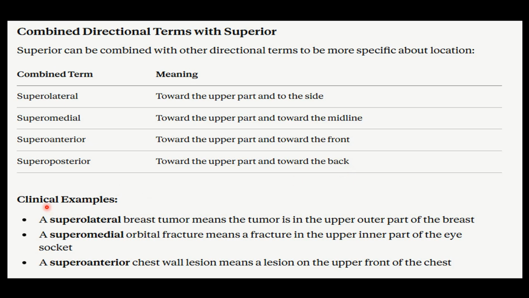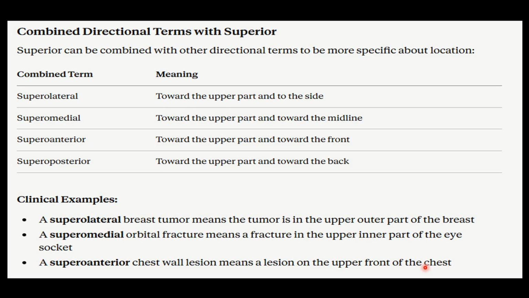Now these are some clinical examples. Like a superolateral breast tumor means the tumor is in the upper outer part of the breast. A superomedial orbital fracture means a fracture in the upper inner part of the eye socket. A superoanterior chest wall lesion means a lesion on the upper front of the chest. Clear? So these are all the clinical examples.